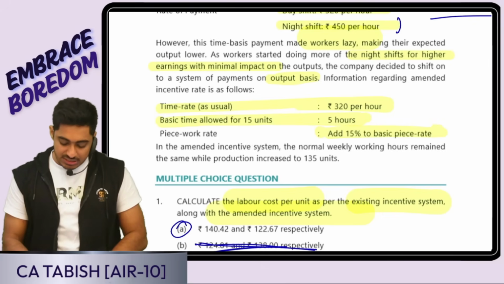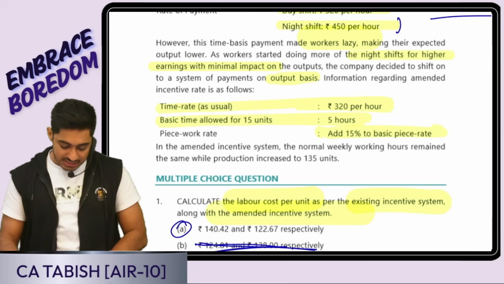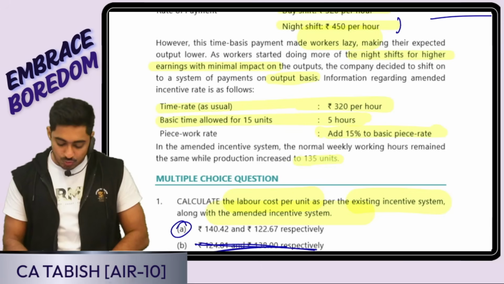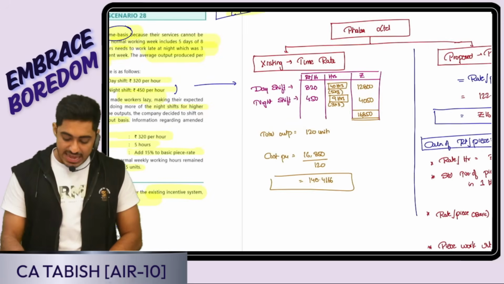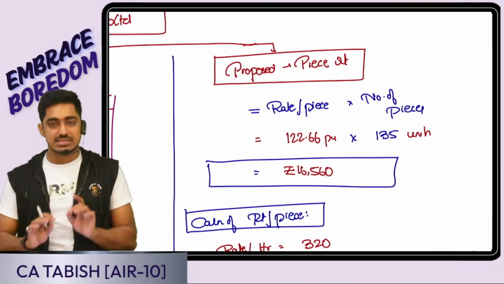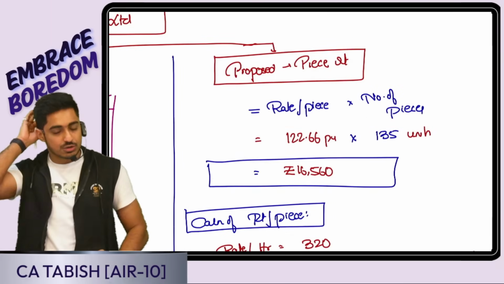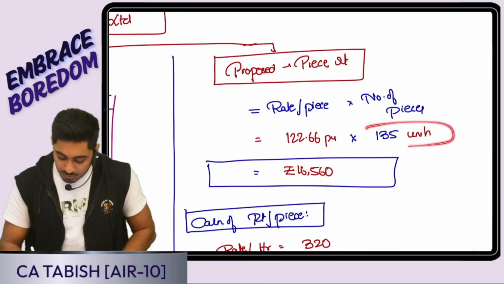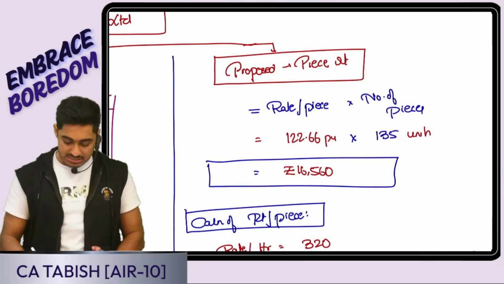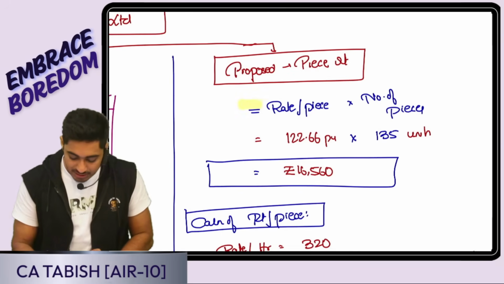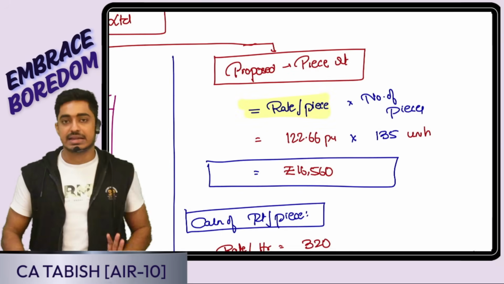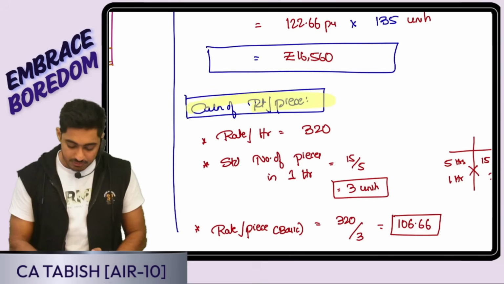In the amended incentive scheme, the normal weekly working hours remain the same while the production increased to 135 units. Now as per piece rate, how do I calculate? Simple. It is the rate per piece into number of pieces. Yes or no everyone? Perfect. What is the number of pieces produced? 135 units. I just want to calculate the rate per piece. Now how do I calculate the rate per piece?